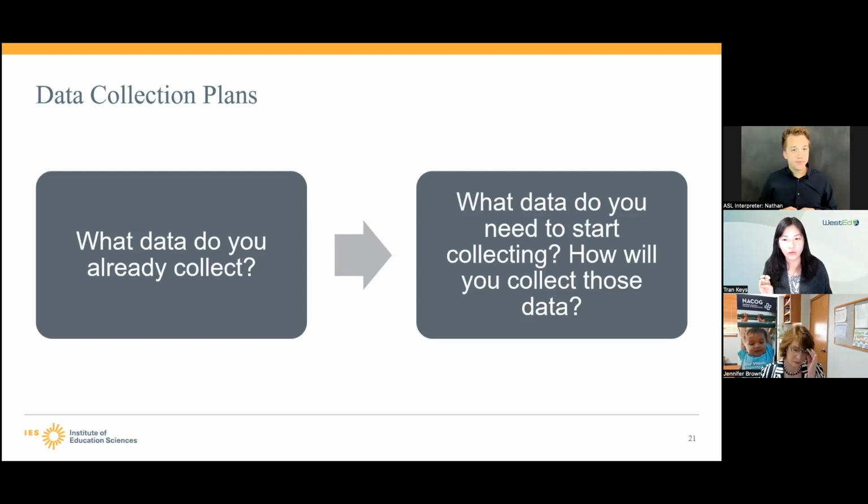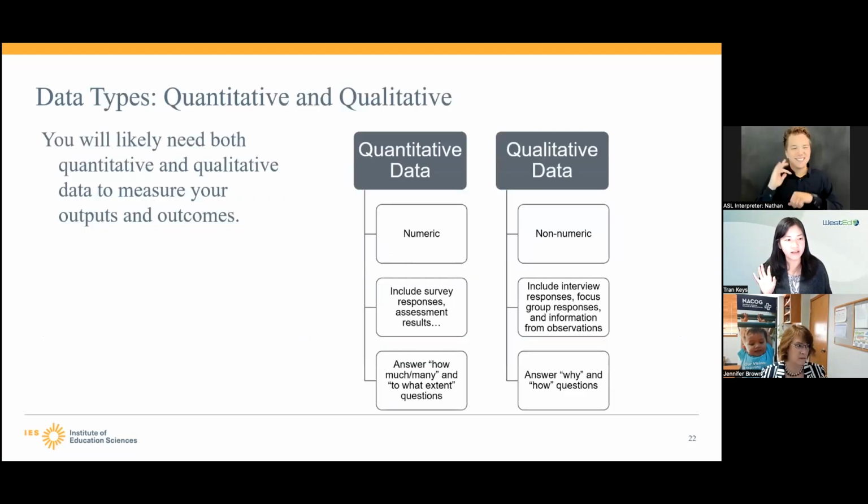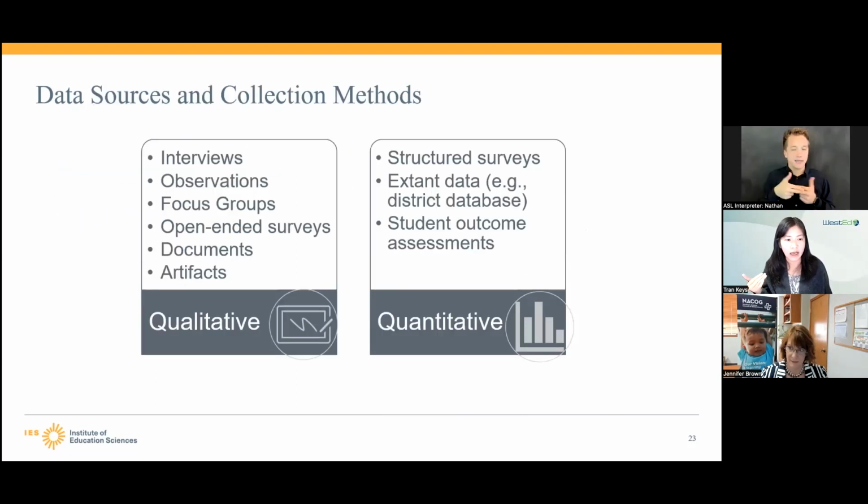Moving on, we will touch a little bit on data types. Everyone is really familiar with this. There's two broad categories, quantitative data and qualitative data. You'll need both to address the things that you have on your logic model for outputs and outcomes. I'm just going to move on to the next slide, Lene, because it actually outlines a little bit more about the data sources and collection methods you would use.